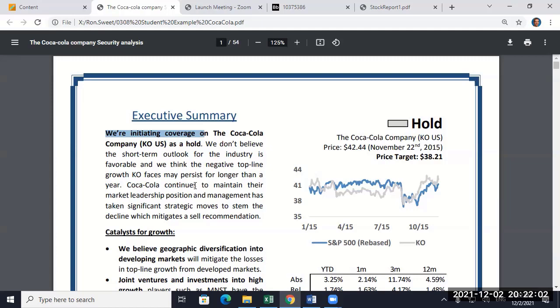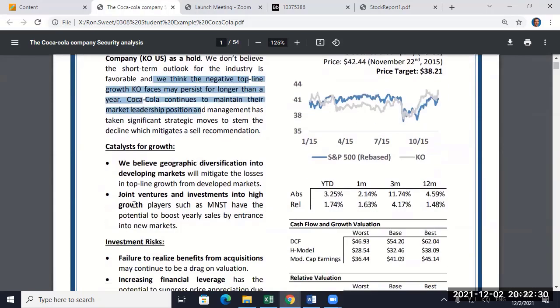The industry and initiation: we don't believe the short-term outlook for the industry is favorable, and we think the negative top-line growth they face may persist for longer than a year. Coke continues to maintain their market leadership position, and management has taken significant strategic moves to stem the decline, which mitigates a sell recommendation. That's very well written. If I'd read this in a JP Morgan report, I wouldn't think, oh, this is a college student. Where did they get this guy? That's very, very well written, very succinct, very clear.